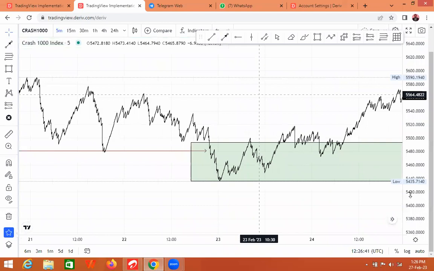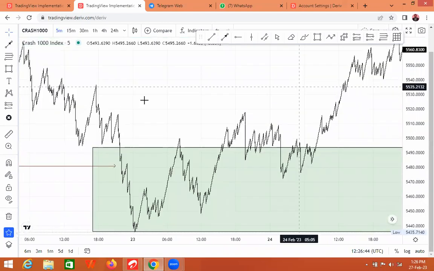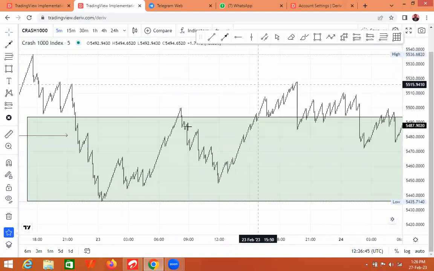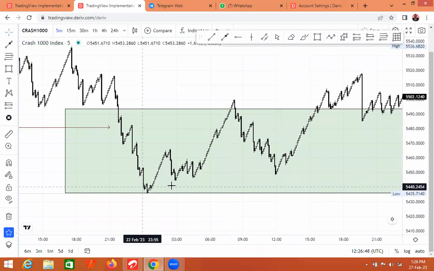So look at what you should have been looking for to buy. I've been looking for buys from here. Price came and gave us all of this.